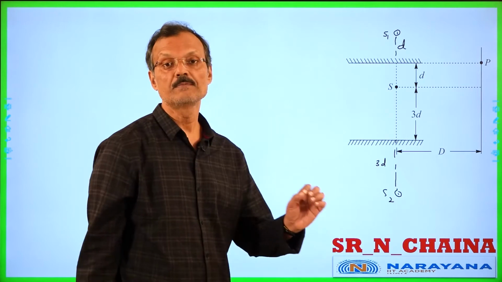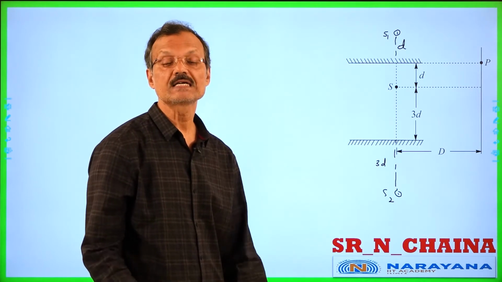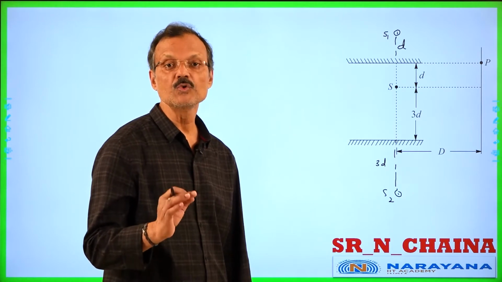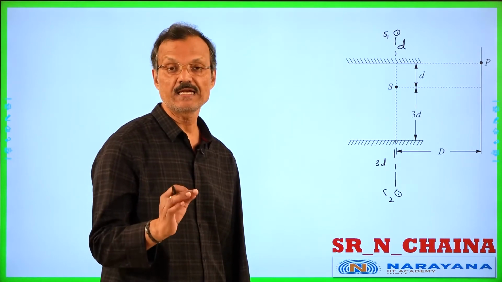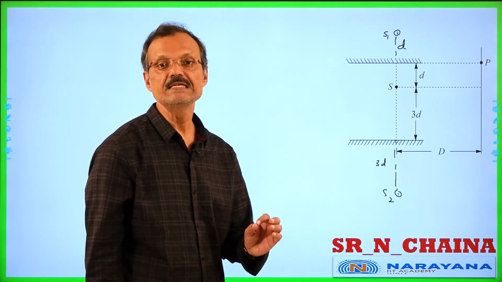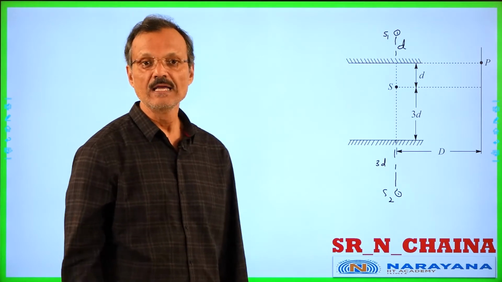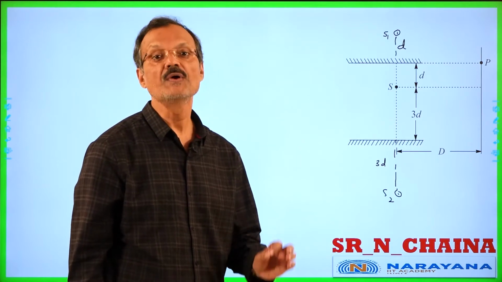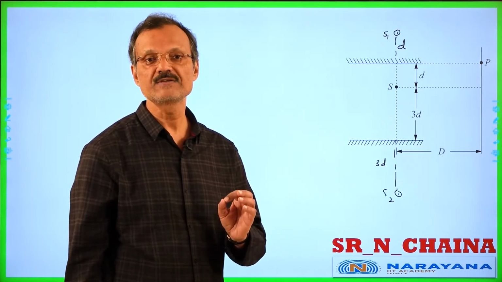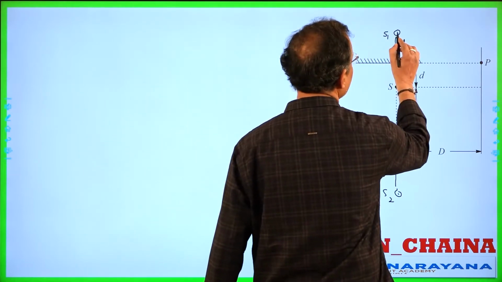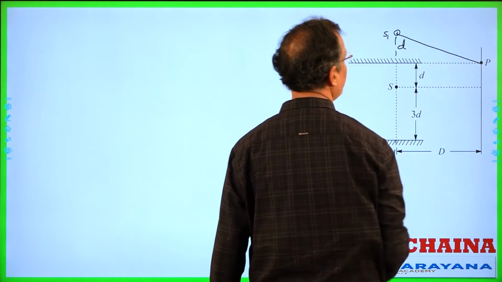Now, you want maxima. What is the condition for maxima? Path difference between 2 coherent waves emanated from 2 virtual coherent sources must be an integral multiple of lambda. For second maxima, it must be equal to 2 lambda. So, you have to calculate the path difference between 2 waves. So, this wave will reach here.